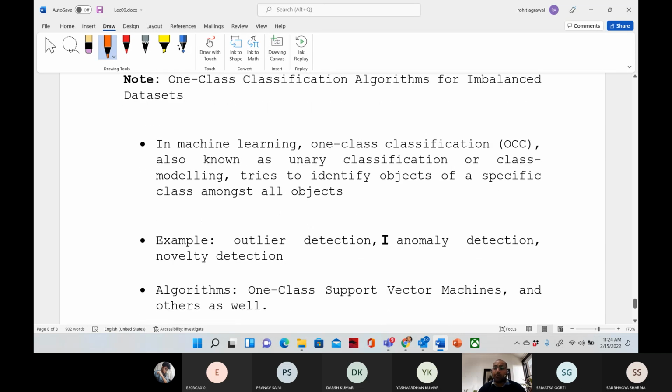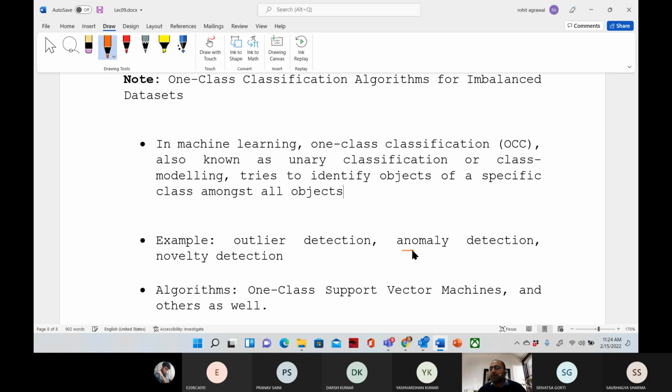See, anomaly detection or novelty detection. So you have data, and you are trying to identify objects of a specific class among all the objects. You are not going to classify whether it is a 2 class or 3 class. Your goal is to just identify a particular class only, just like anomaly detection.